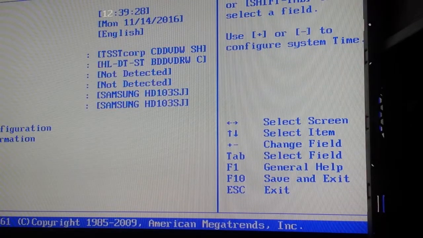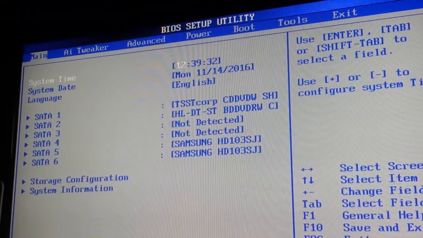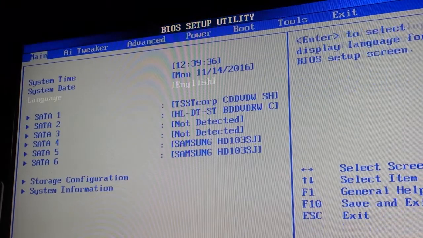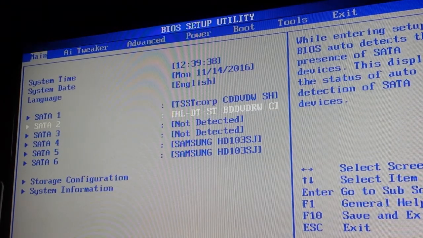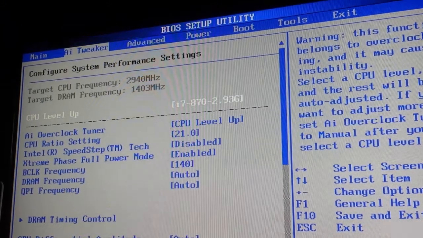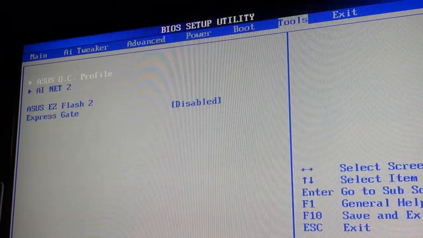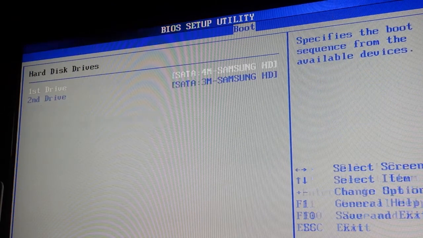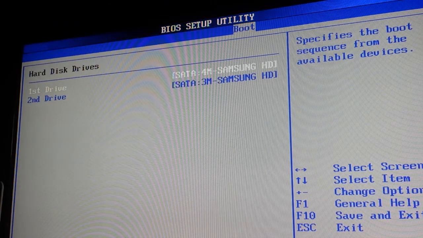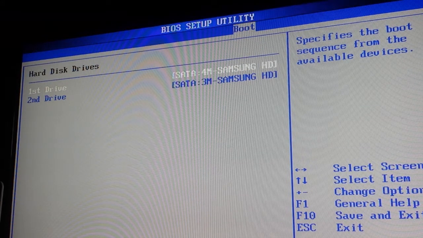Right guys, I'm not quite sure why, but it took quite a while to boot into the BIOS, so what you want to do after that is, I think, well, it's there. There's only two hard drives detected. After that, just pop down into boot, hard disk drives. And why is there only two drives? What have I done wrong?